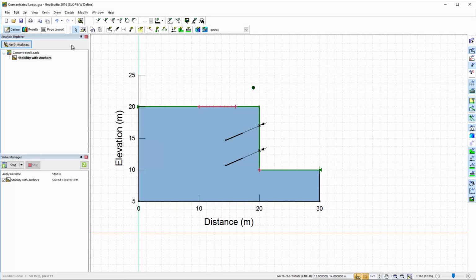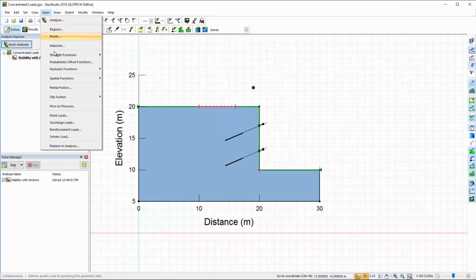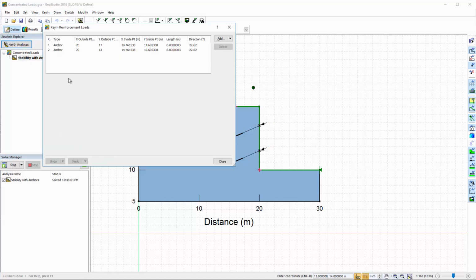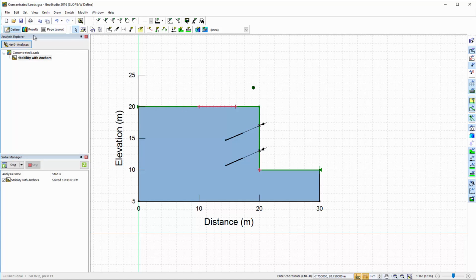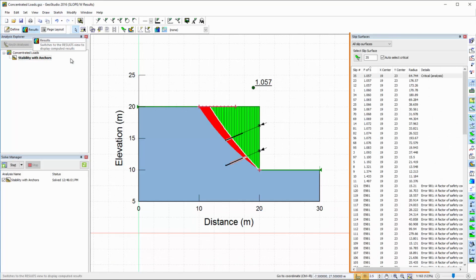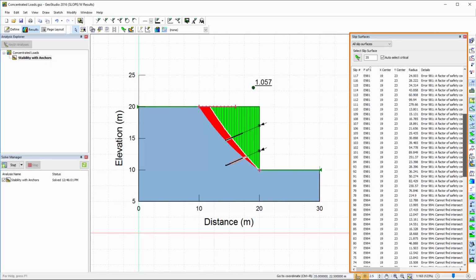This analysis includes two anchor reinforcement loads. By going to Key in Reinforcement Loads, I can see that a concentrated force distribution was selected for both of the anchors. After solving this analysis, a factor of safety was computed for only a small portion of the trial slip surfaces.